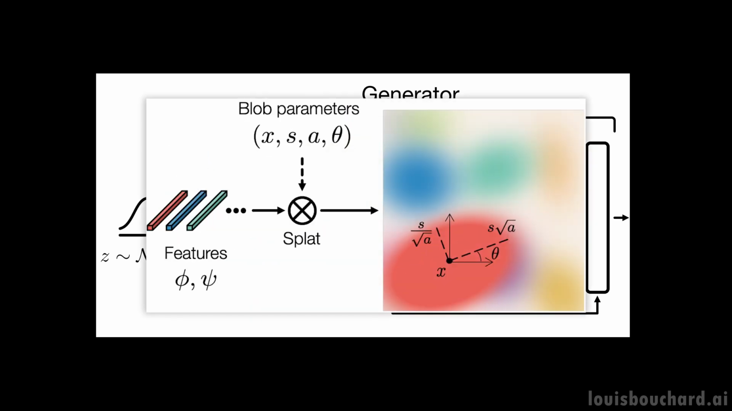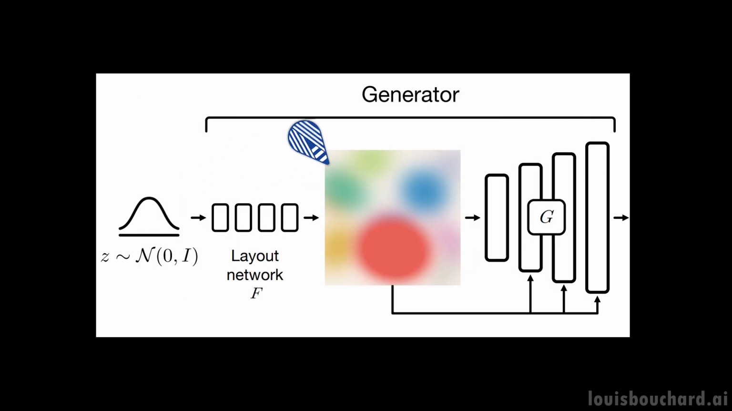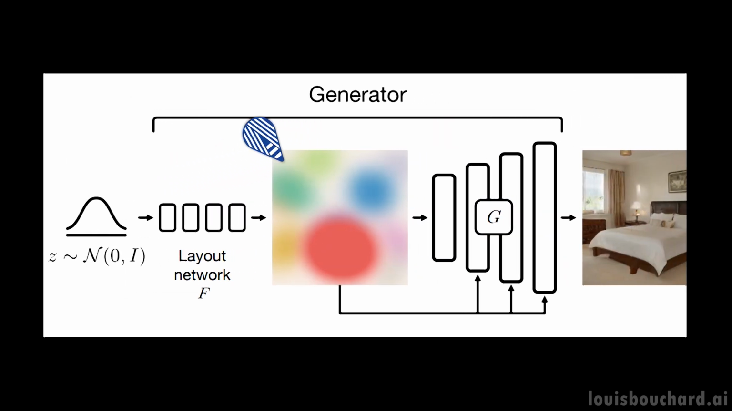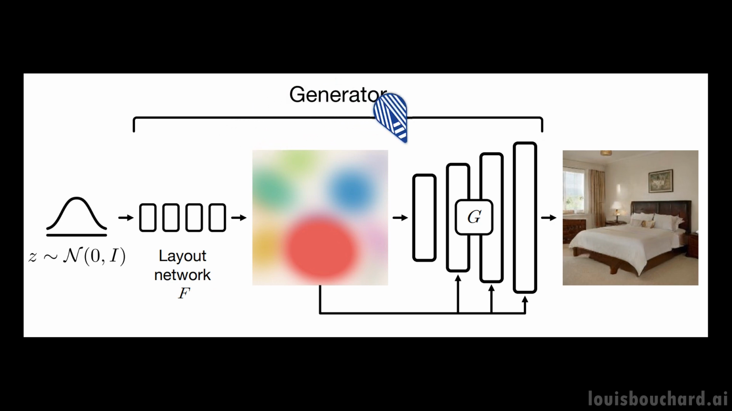Then, you need to do the impossible. Take this blob representation and create a real image out of it. This is where the GAN magic happens.